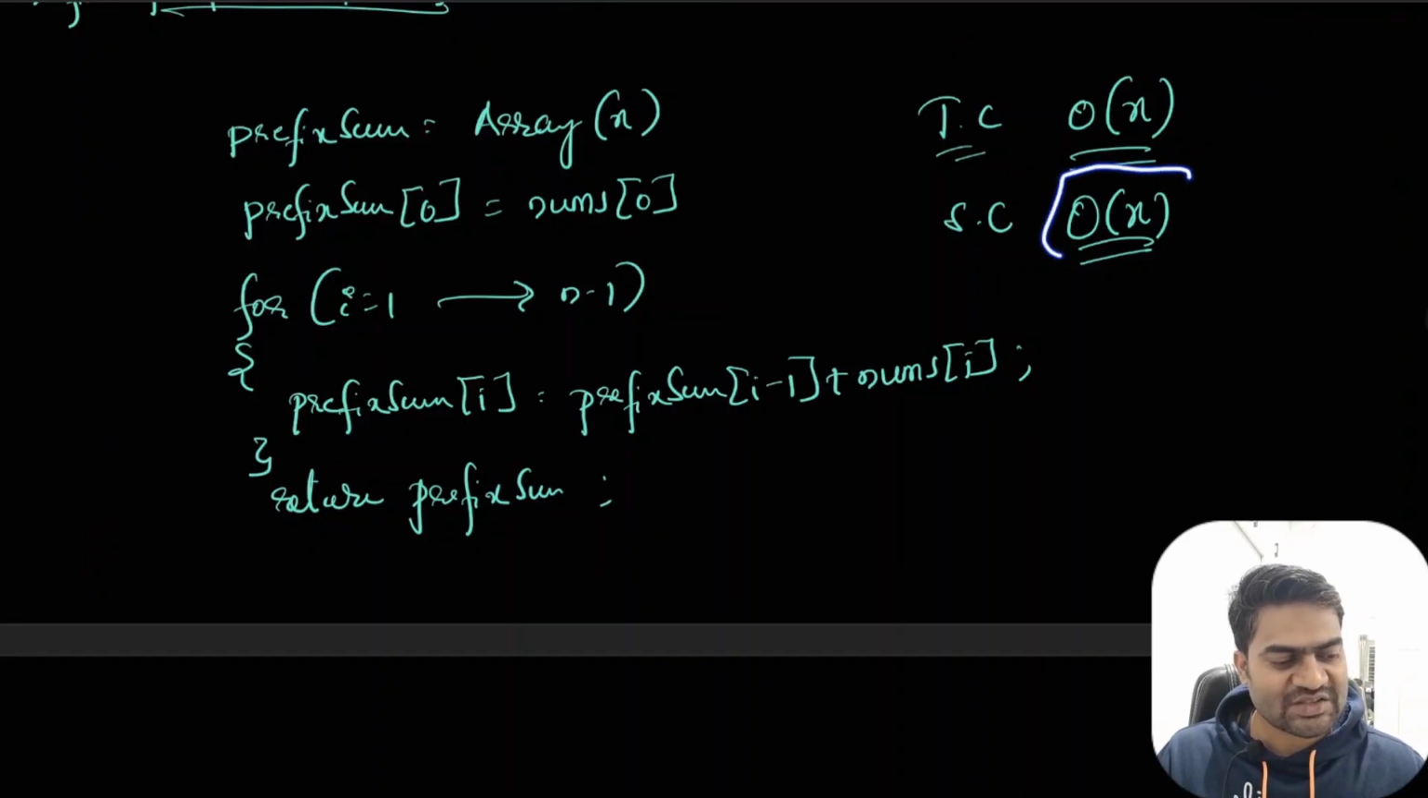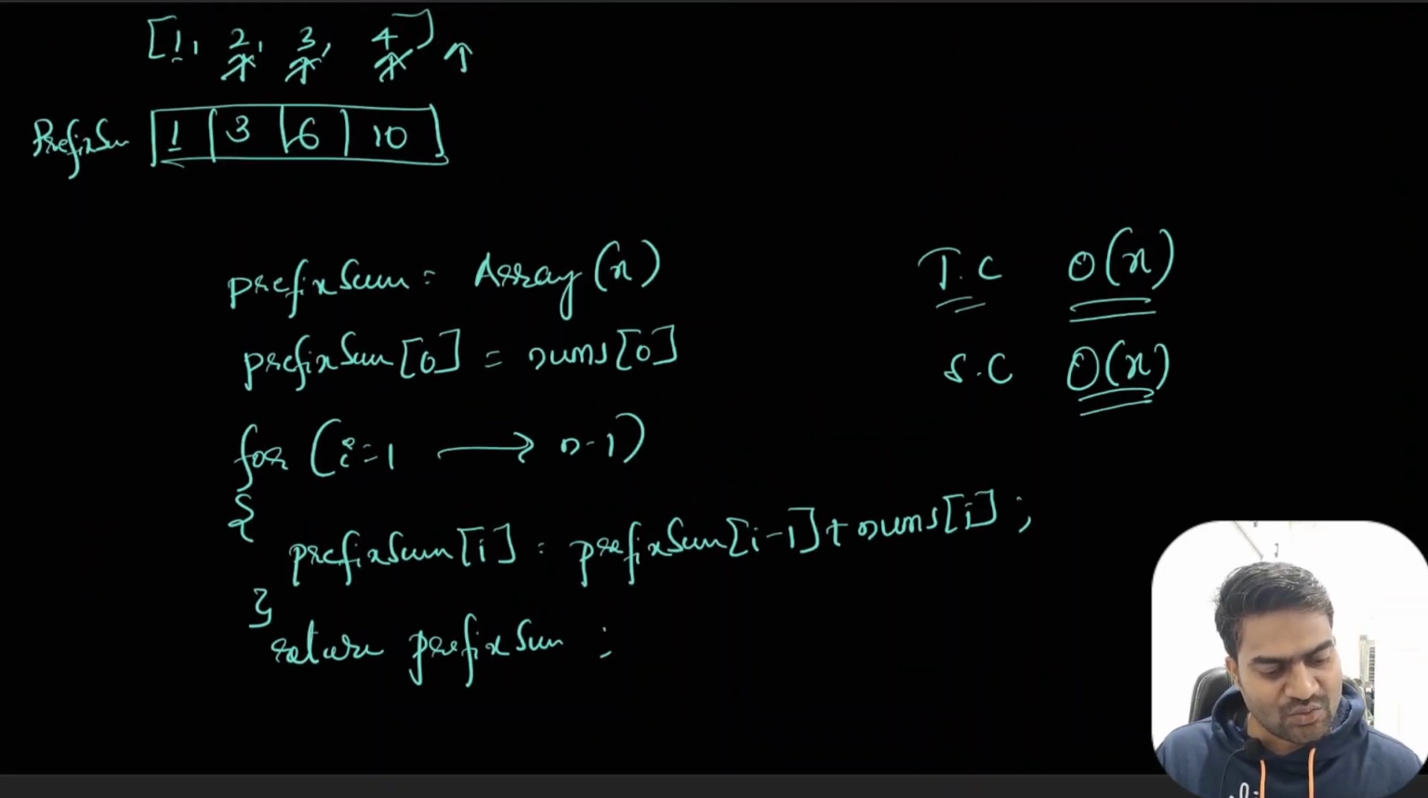But if you see the space complexity, it is of order n. We are taking extra space to store the sum. Is it a good solution? Yes, of course it is. But is there any better way to improvise this?